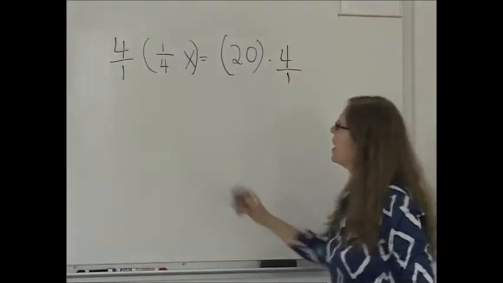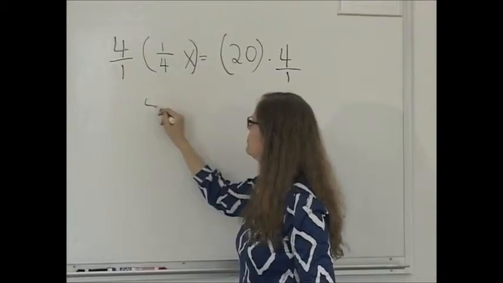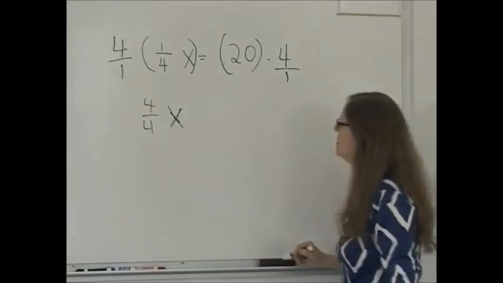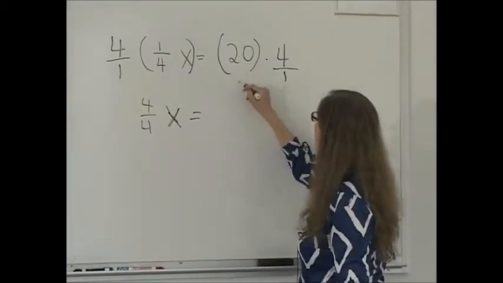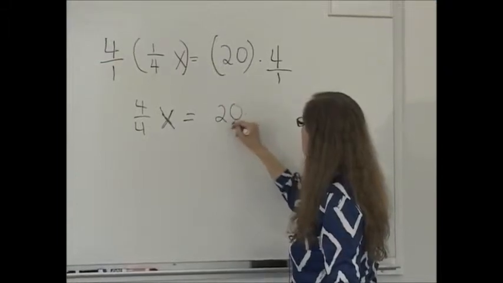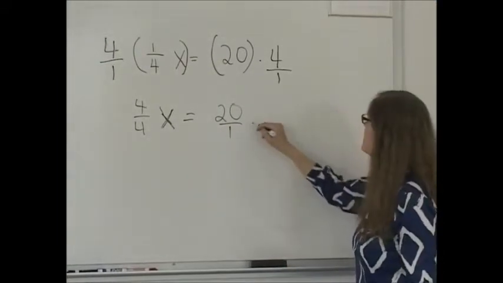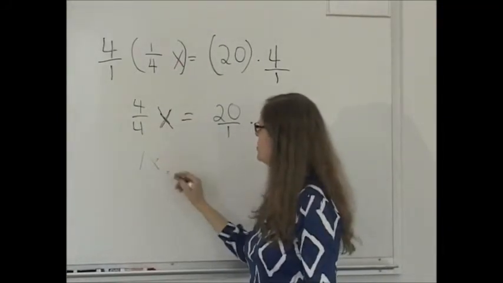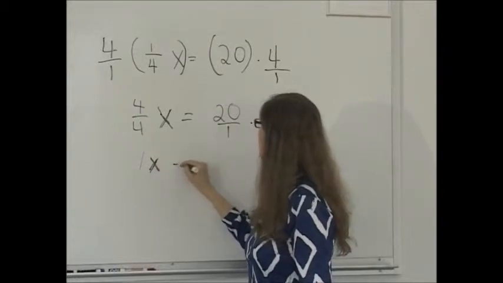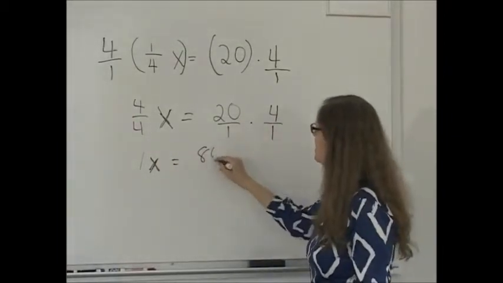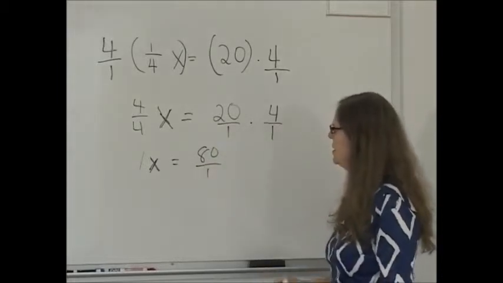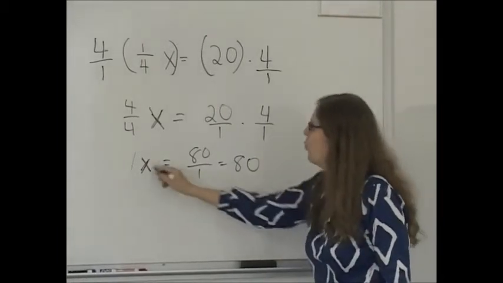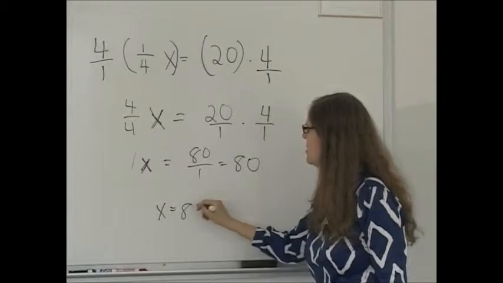All right, 4 times 1 is 4. 1 times 4 is 4. So this is 4/4 times x. And that equals 20, which I'm going to express as 20 over 1, times 4 over 1. 4 divided by 4 is 1, so this is 1x. 20 times 4 is 80. 1 times 1 is 1. So this is the same thing. 80 divided by 1 is just 80, right? 1x is just x, so this is x equals 80.